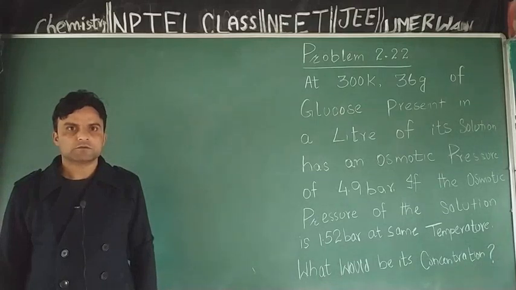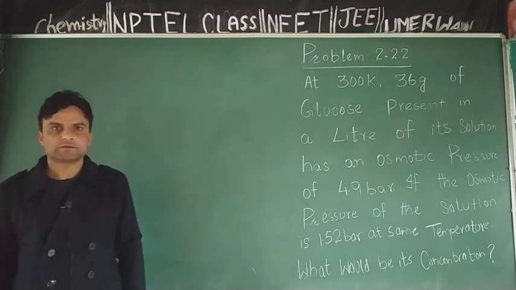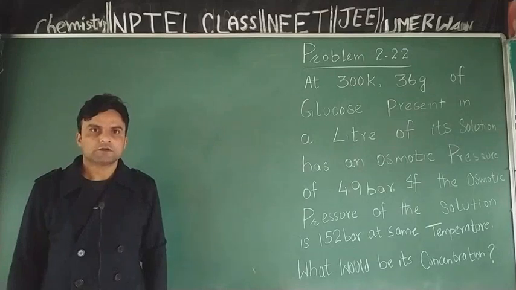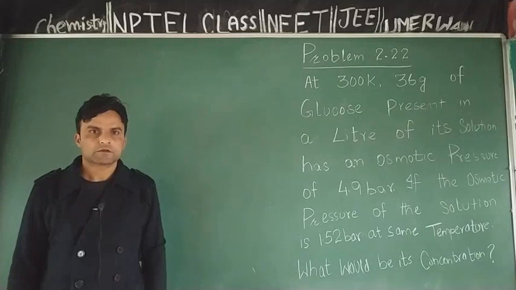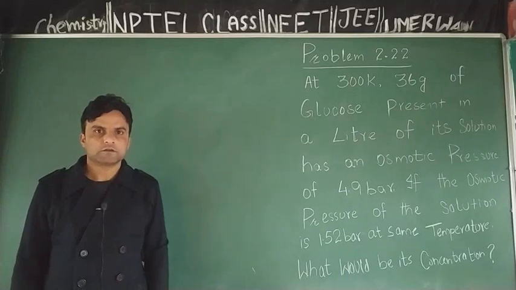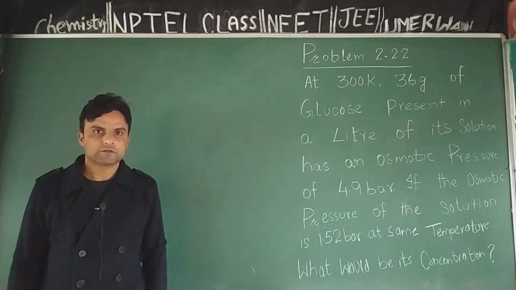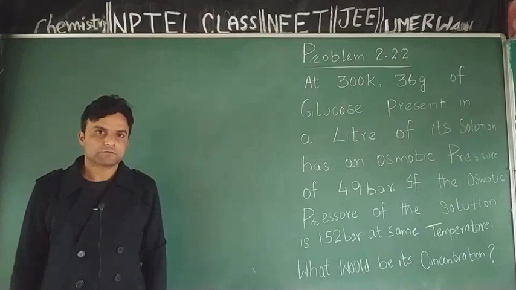I am here to solve Chemistry Class 12th NCERT problem 2.22 from Unit 2nd in your NCERT Chemistry, that is solutions. Let me make you understand this problem so that you get to know what is given and what we need to calculate, and most importantly, what ideas we need in order to solve this problem.